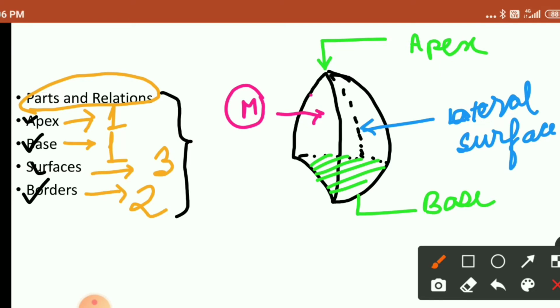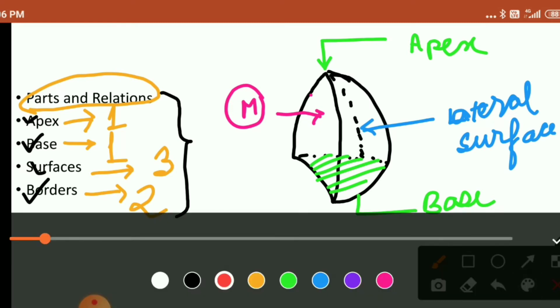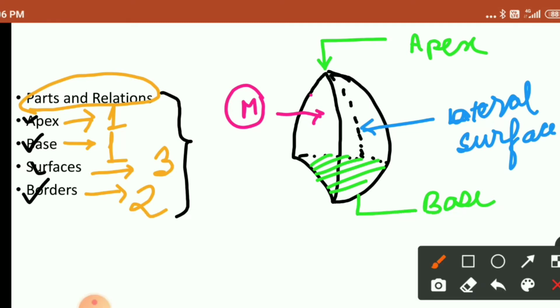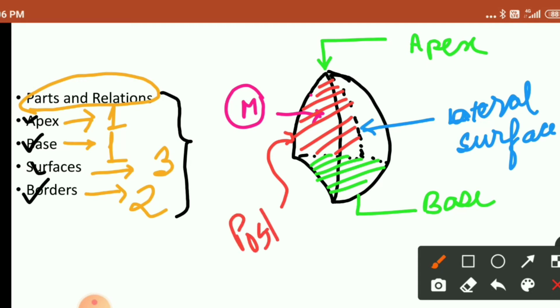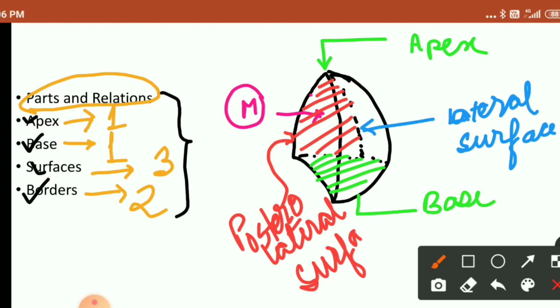And the surfaces which I am demarcating with the red color, which you can see, this surface with red color, this is the posterolateral surface. Yes. So what are the surfaces? The medial surface, the lateral surface, and the posterolateral surface.